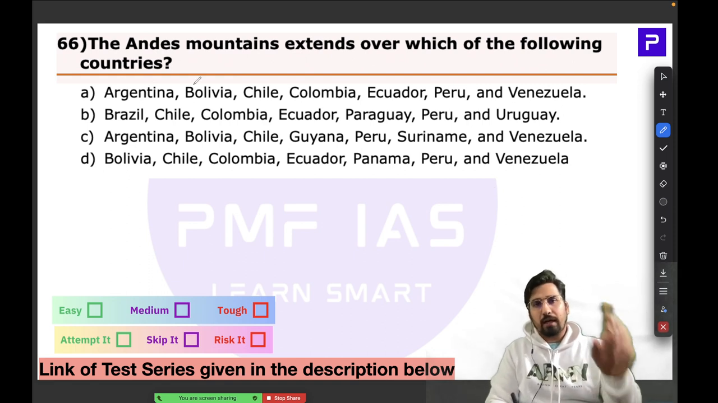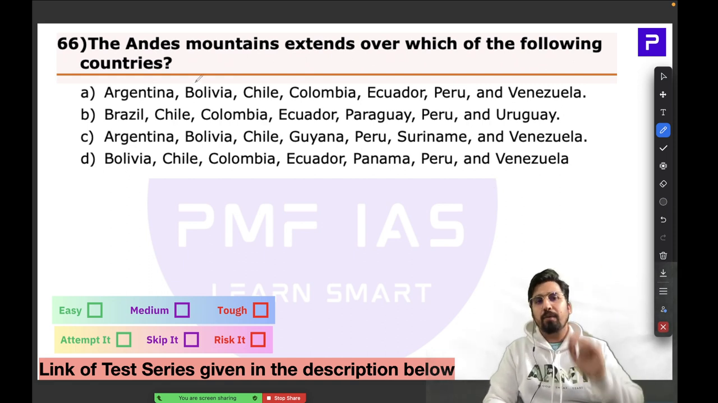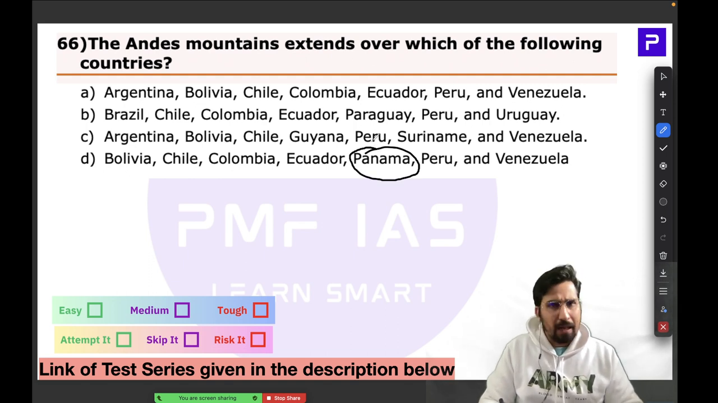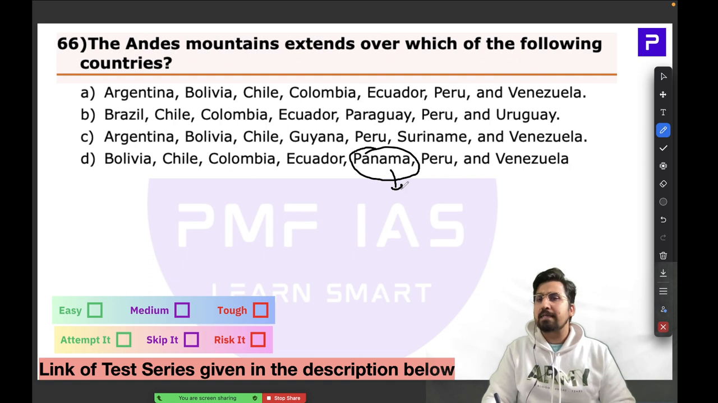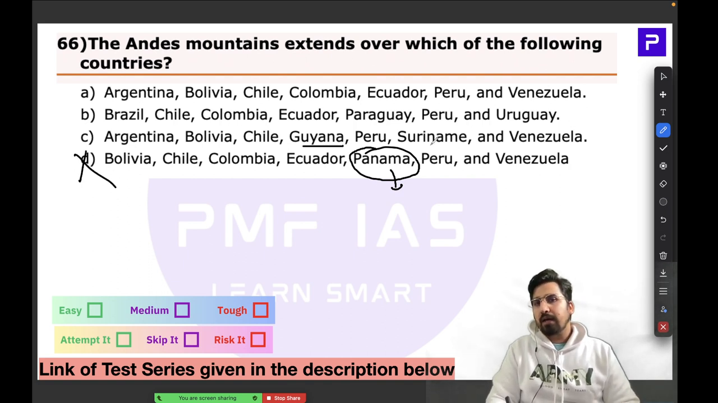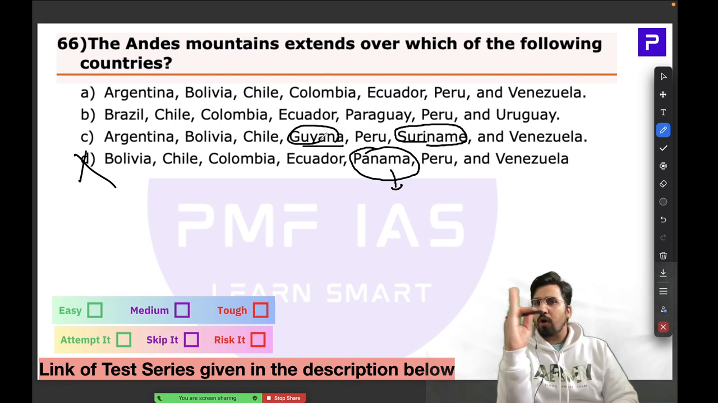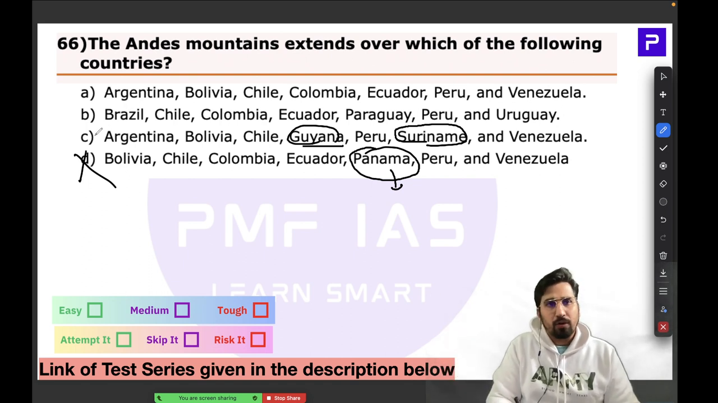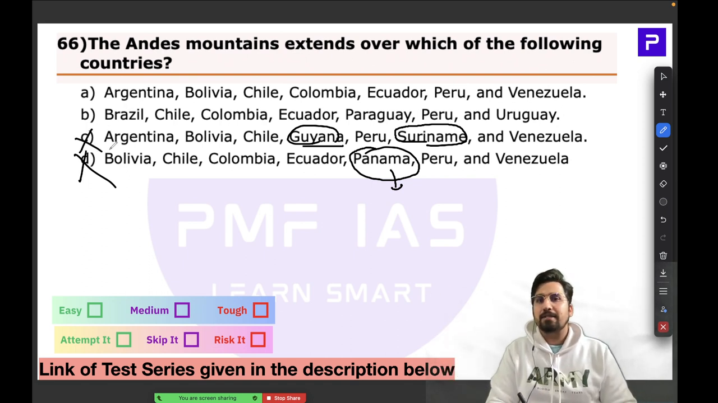Look, the countries where the Andes Mountains extend, can the country be Panama? Absolutely not. Panama is not in South America. Panama is in Central America. So Panama is not where the Andes Mountains extend, and I can eliminate that. Similarly, you look at the countries of Guyana and Suriname. These countries lie more on the eastern side. If you know the map, I'll show you. Don't worry about that. So clearly they cannot be the answer.